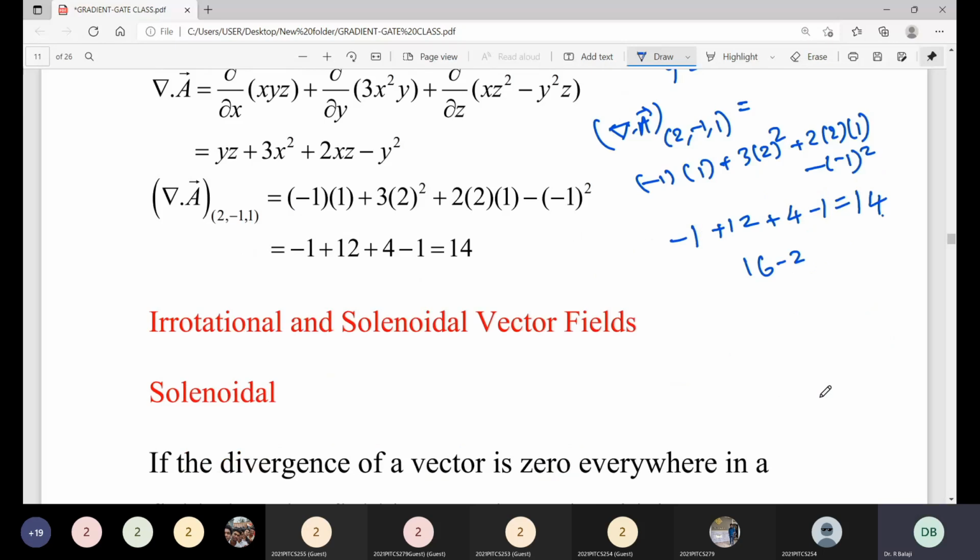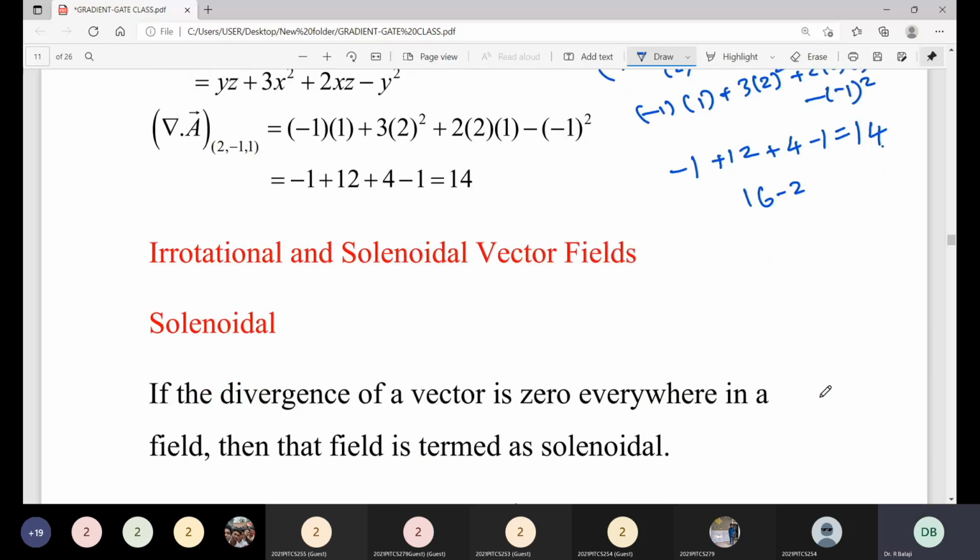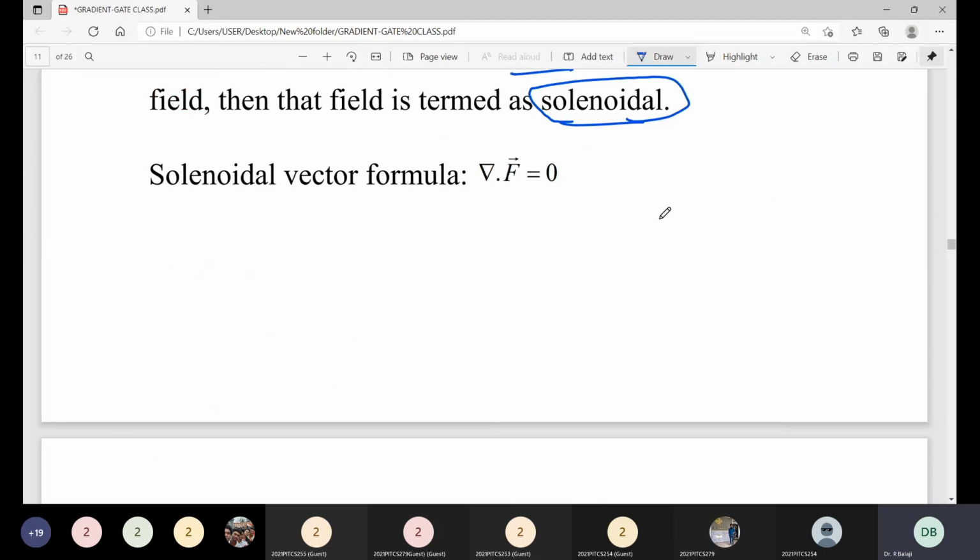Now, irrotational and solenoidal vector fields. First, solenoidal. If the divergence of a vector is 0 everywhere in a field, then the field is termed as solenoidal. Divergence means del dot F is equal to 0. Then it is termed as solenoidal. Solenoidal vector formula, del dot F is equal to 0.